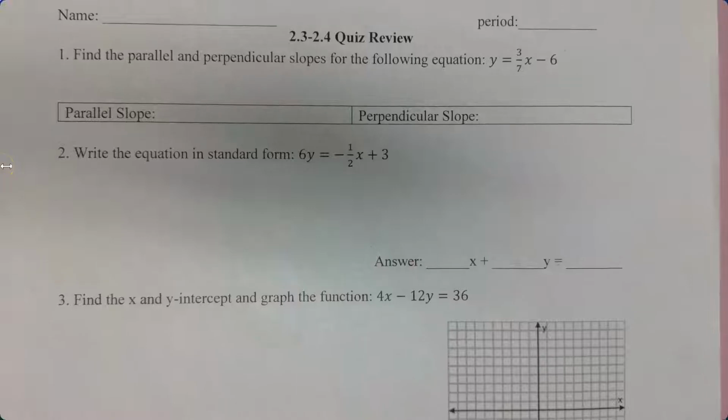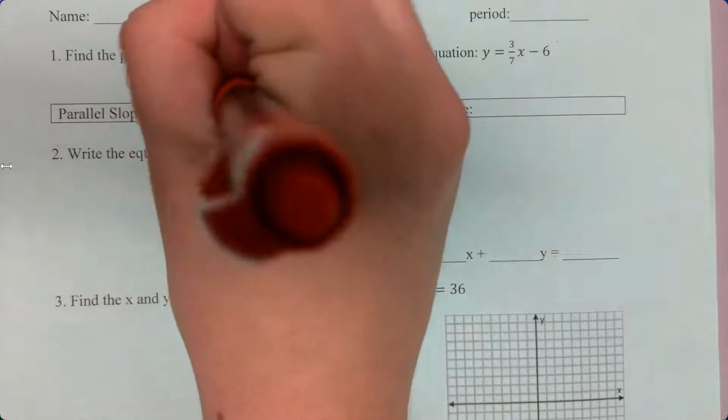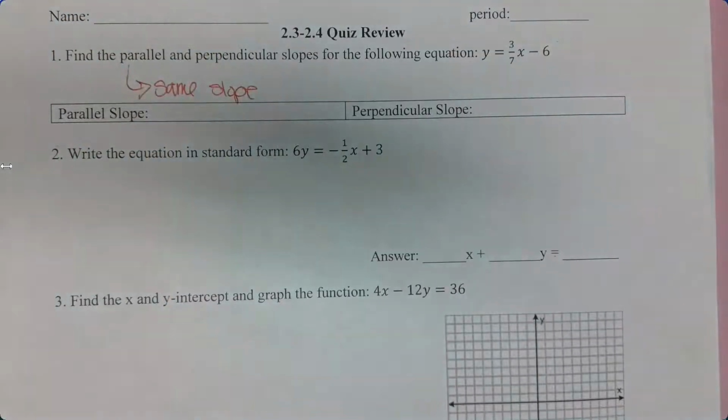Okay, so in this video, I'm going to be going over the 2.3 to 2.4 quiz review. Number 1 wants me to find the parallel and perpendicular slopes for the following equation. Remember, parallel is the same slope, and perpendicular is the opposite sign reciprocal.